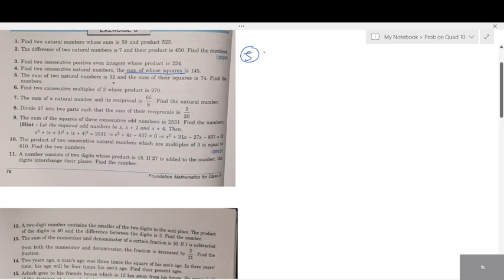The sum of two natural numbers is 12 and the sum of their squares is 74. We don't know the two natural numbers, so let the two natural numbers be x and y. The sum of the two natural numbers, x plus y, is equal to 12. And the sum of their squares: x square plus y square is equal to 74.